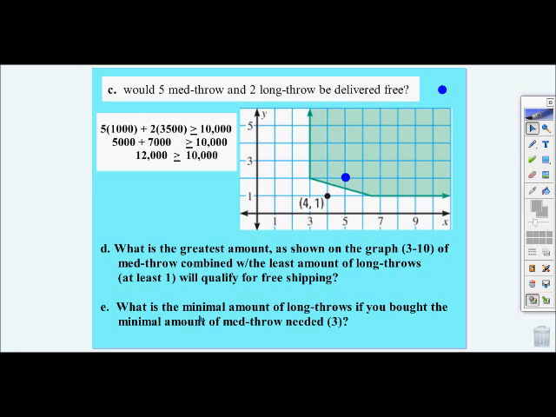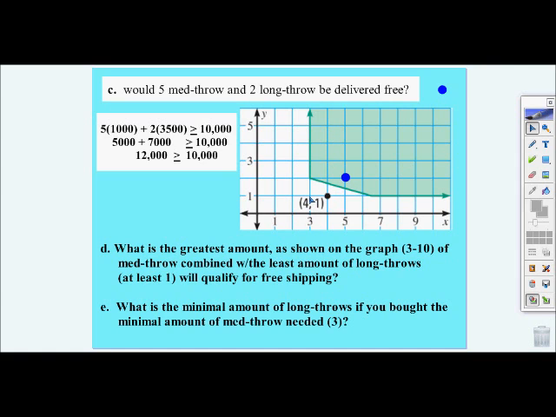So a couple other ones that are not contained in the textbook. What is the greatest amount as shown on the graph? So that means it would be just the solutions from 3, because we had to have at least 3 of them, up to 10, because that's what our graph is showing the results of. Of medium throws, combined with the least amount of long throws, which they told me I needed at least 1, will qualify for free shipping.